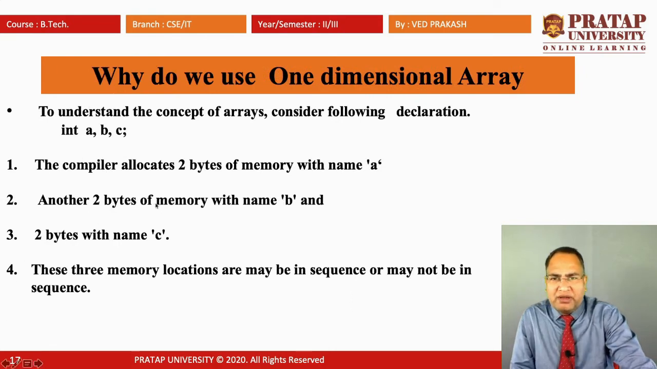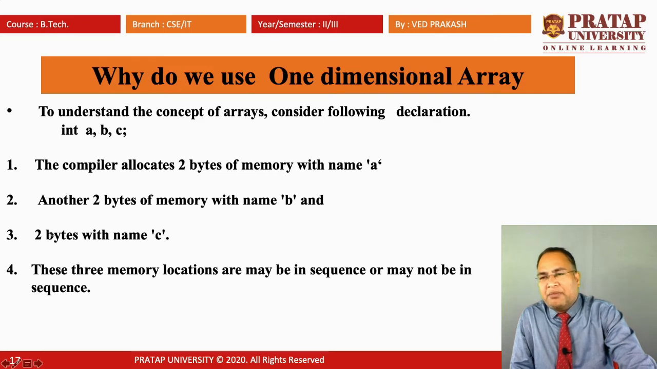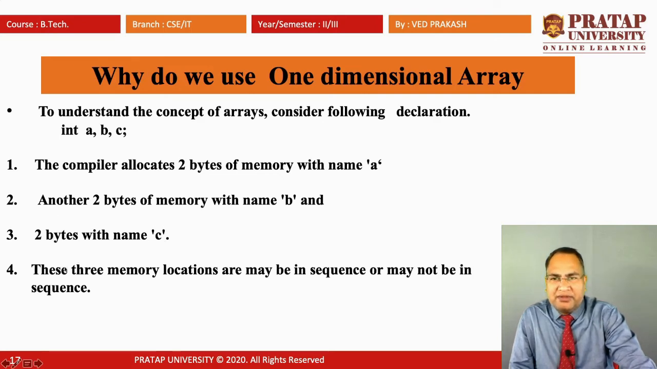Now, why do we use a one dimensional array? Basically, before using the array, when we needed a number of variables of the same type, we mostly used variables like int a, int b, int c. That was a confusing way, because of how many variables we had to declare, and this task was very complicated. So to remove this problem we use the array.